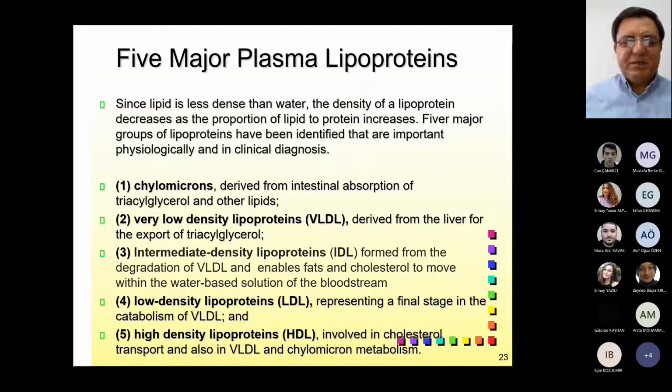Intermediate density lipoprotein is a kind of intermediate product formed by the degradation of VLDL. It accelerates the movement of fats and cholesterol within the water-based solution of the bloodstream. LDL is the final stage in the catabolism of VLDL, and then there are the high-density lipoproteins, involved in cholesterol transport from the peripheral tissues and also in VLDL and chylomicron metabolism. HDL is the good cholesterol, as society knows, while LDL is known as the bad cholesterol.